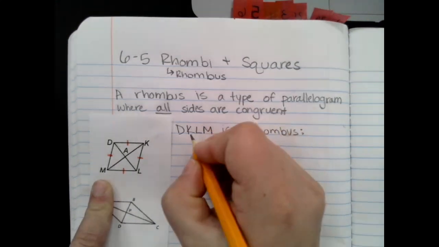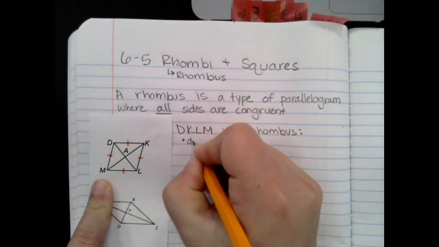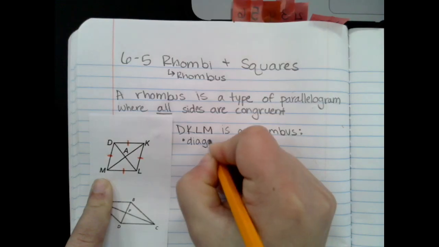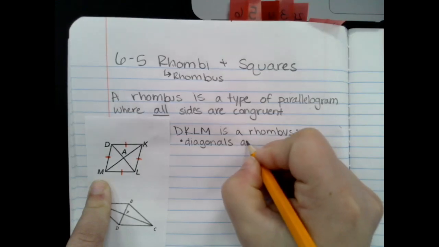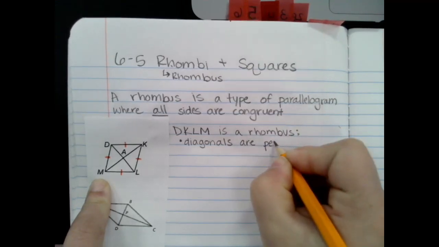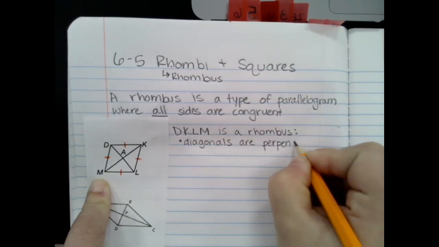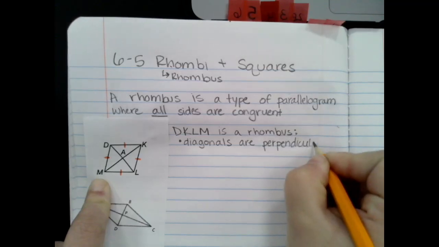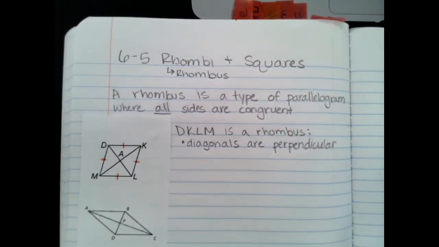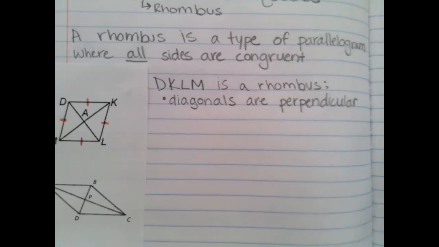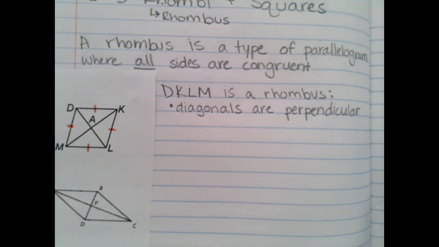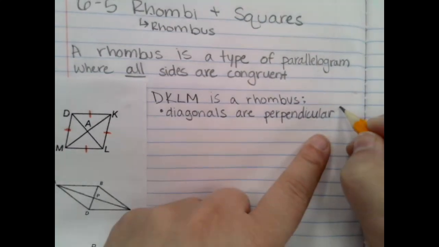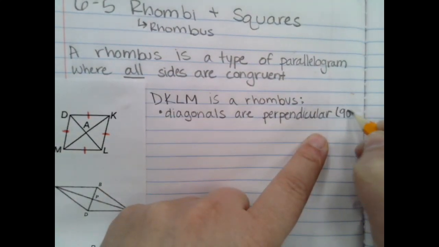Because of that, we do know that the diagonals are perpendicular. So when it's a rhombus, the diagonals are perpendicular. What does perpendicular mean again? They intersect at what degree? 90. Good. So that's 90 degrees.